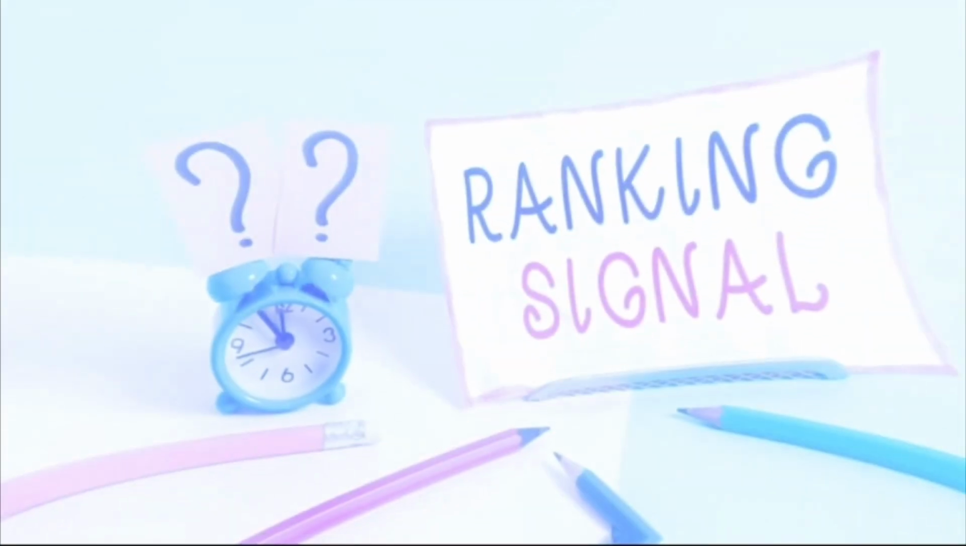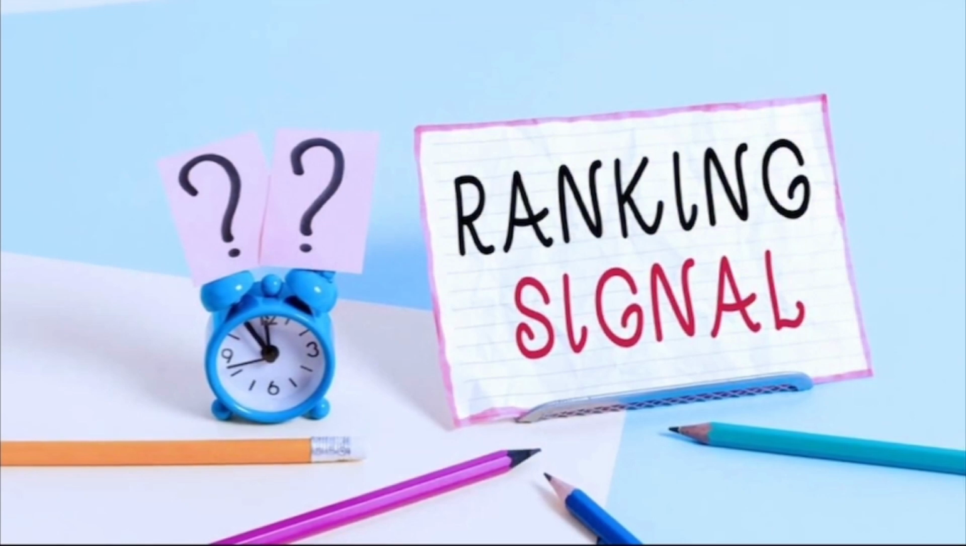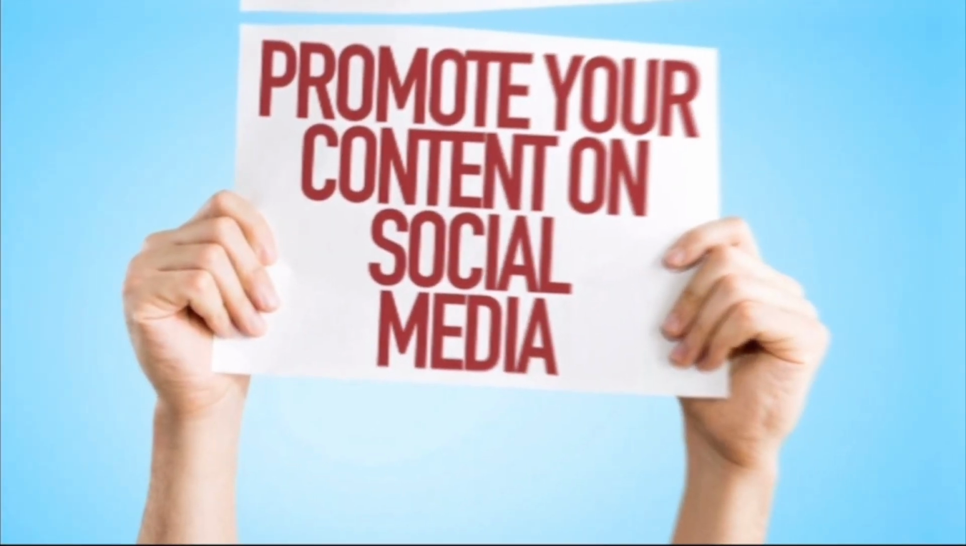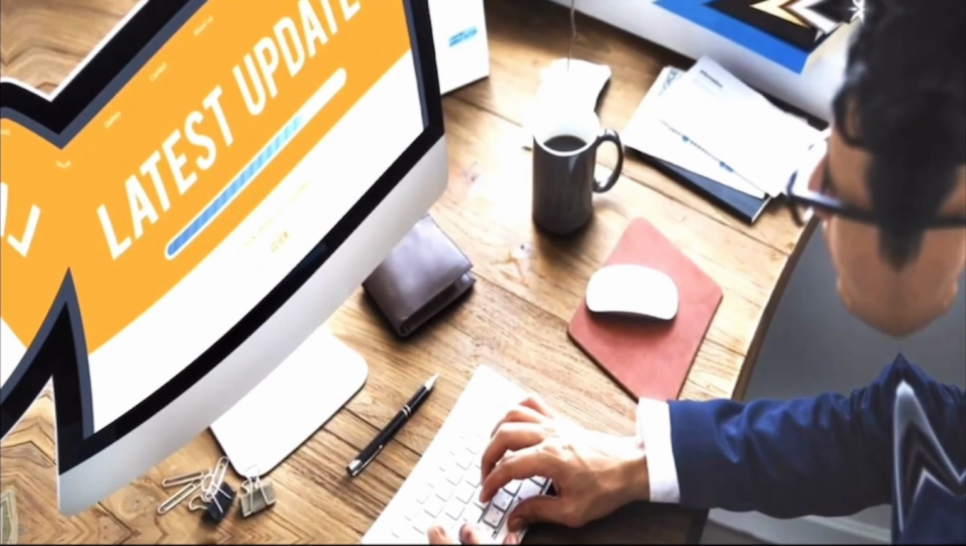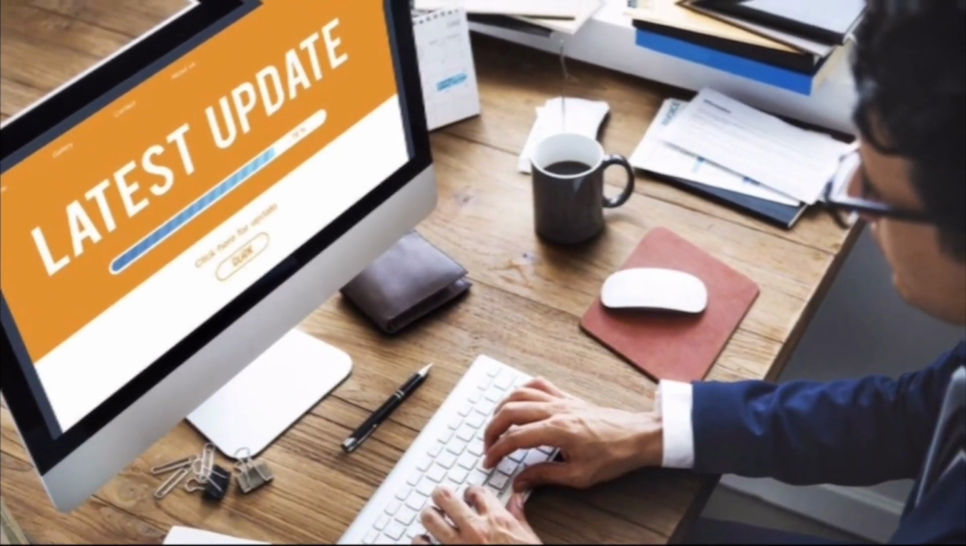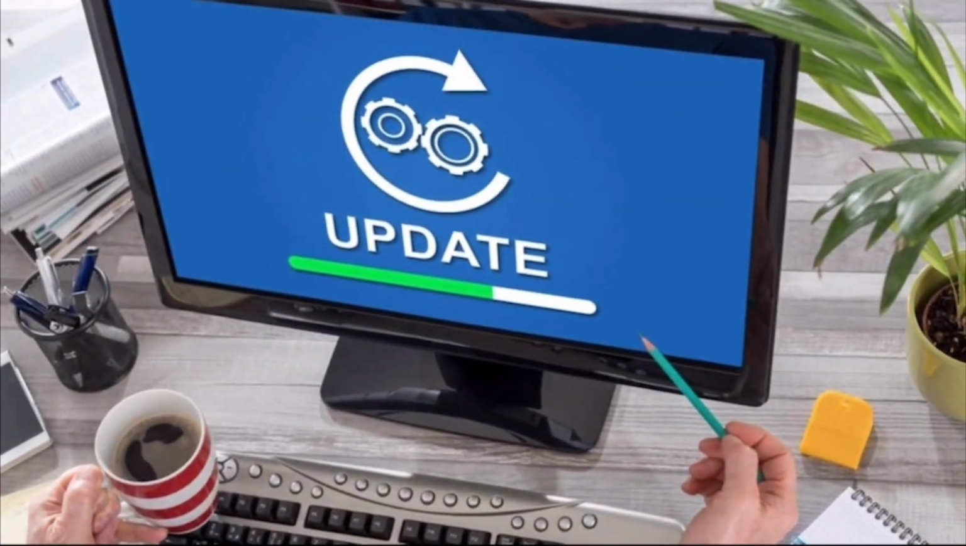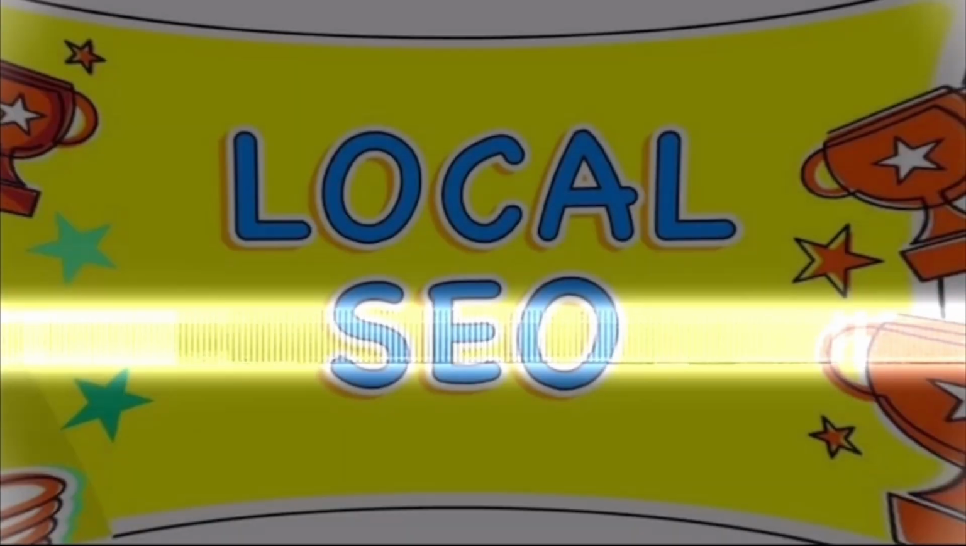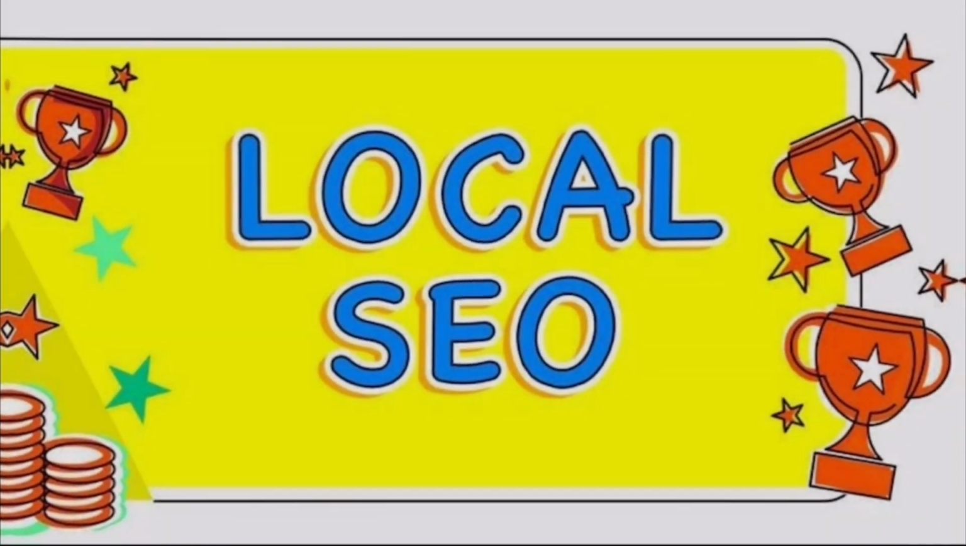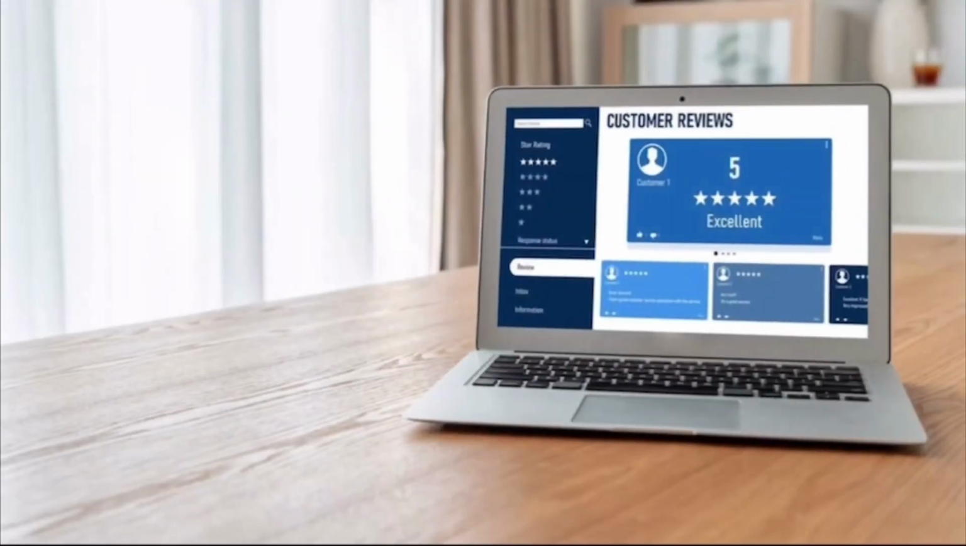9. Social signals. While not a direct ranking factor, social signals can indirectly influence your SEO. Promote your content on social media platforms to increase visibility. 10. Regular updates. Keep your website updated with fresh content. Regular updates signal to search engines that your site is active and relevant. 11. Local SEO. If applicable, optimize your website for local search. Claim and optimize your Google My Business listing and encourage customer reviews.